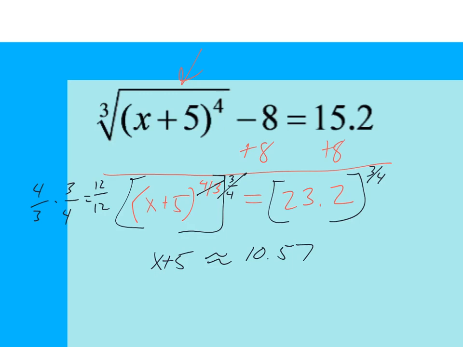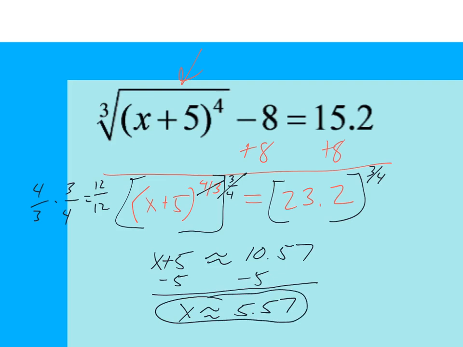And so that value, it's irrational. The decimals go on forever. It's actually, according to my calculator, 10.57099795. You do not need to write all of that. Subtract the 5 at the end. And so I have an answer here of x is approximately 5.57. So if you put 5.57 back in for x, you add the 5, that gives you the 10.57, raise that to the 4th, take the cube root, subtract 8, you will end up at 15.2.